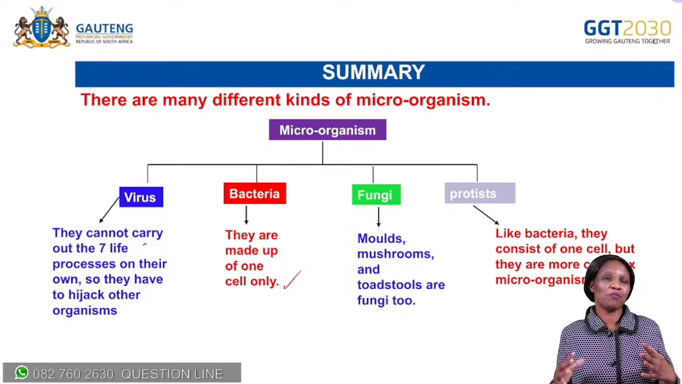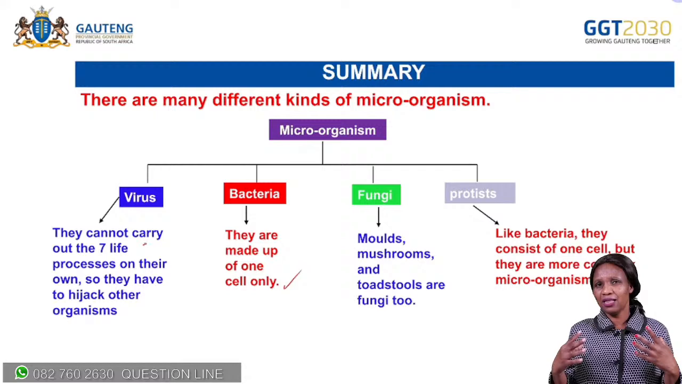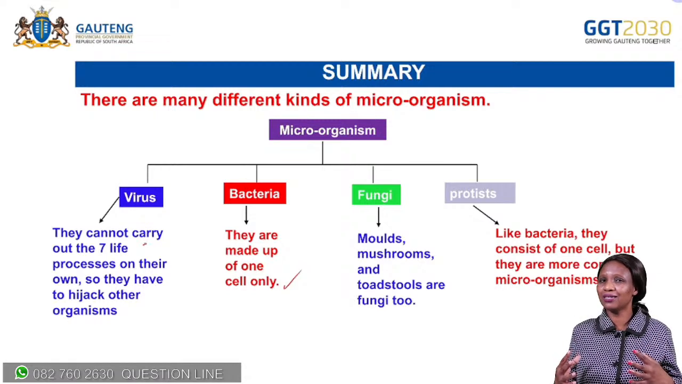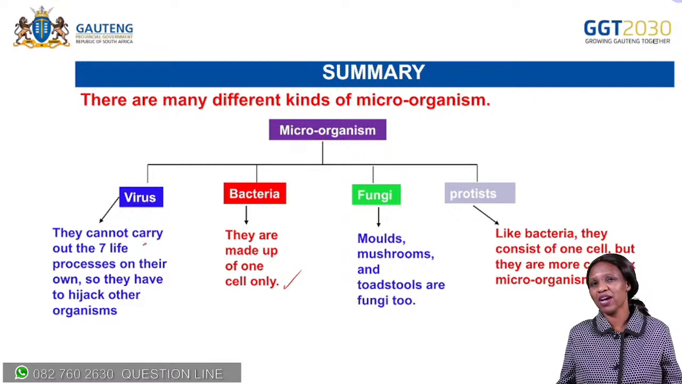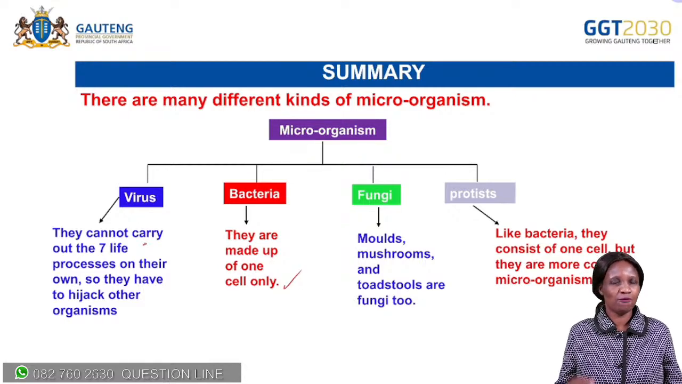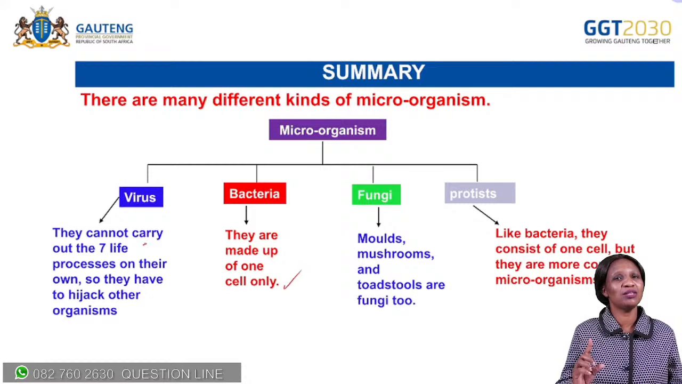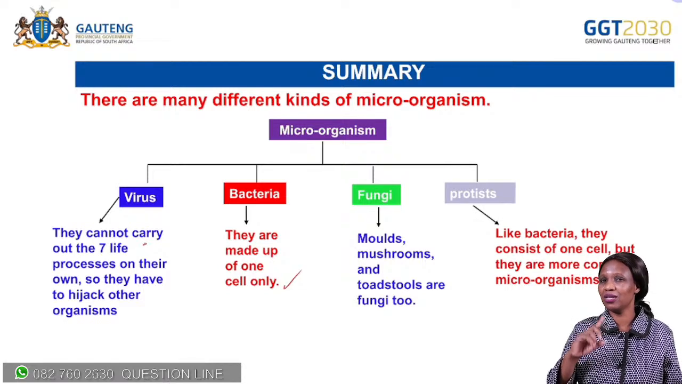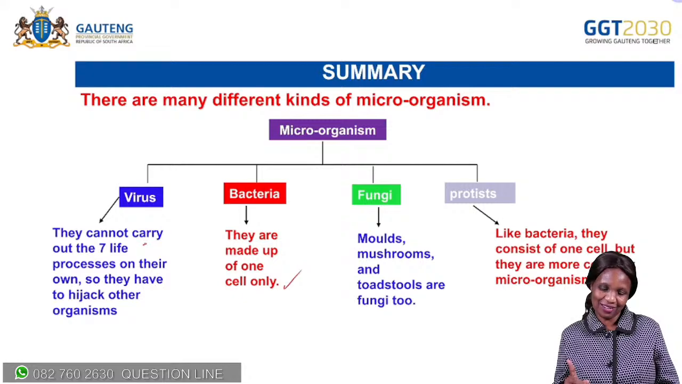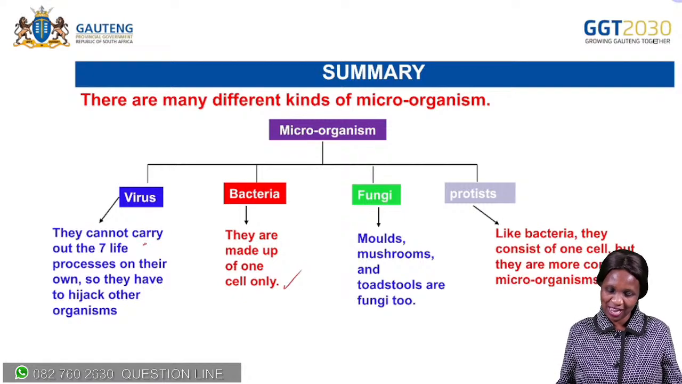When we're talking about bacteria, these are organisms that are unicellular. And what we mean by unicellular, if we say they are unicellular, it means they only have one cell. Do you get that? Bacteria are unicellular. They only have one cell. And then let's go to fungi.